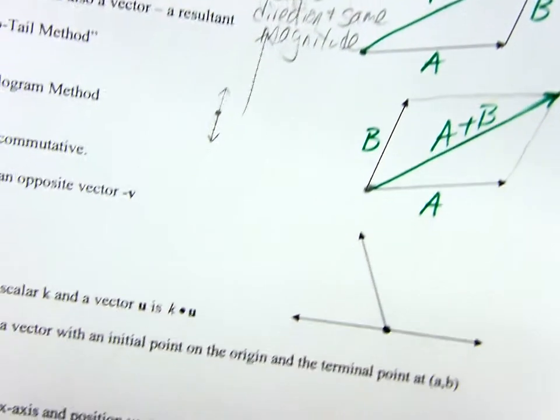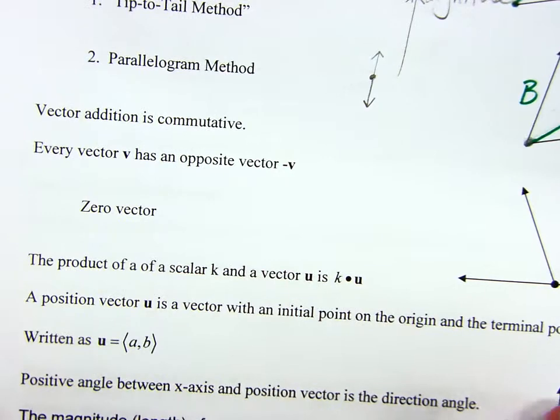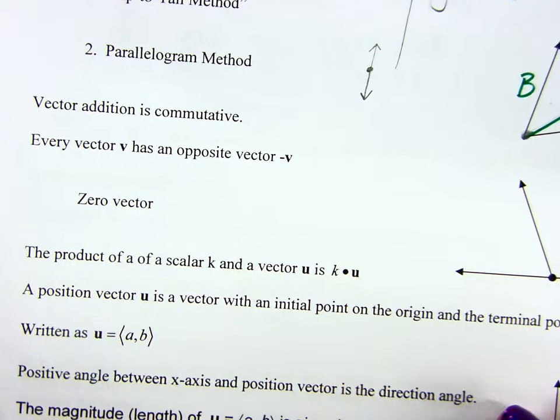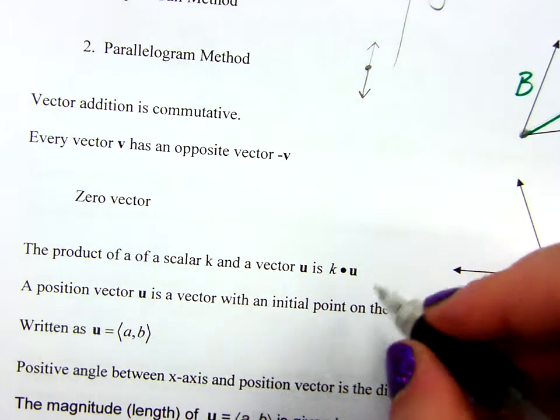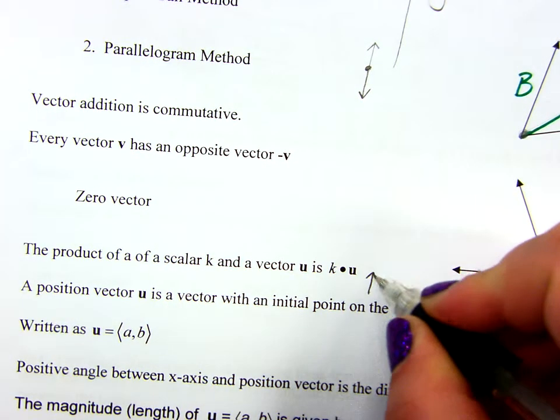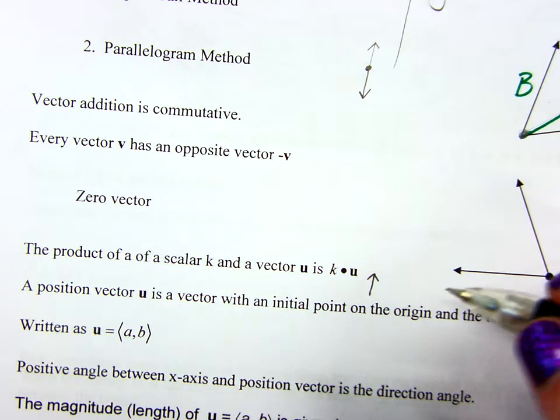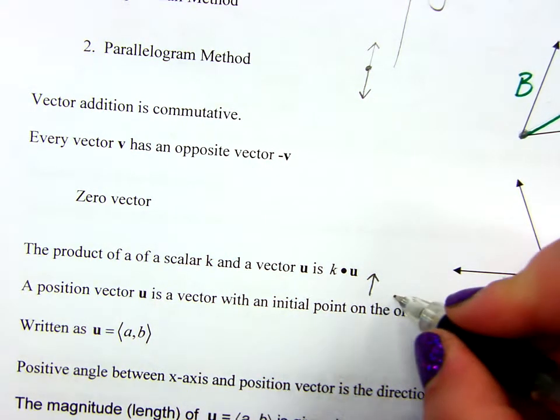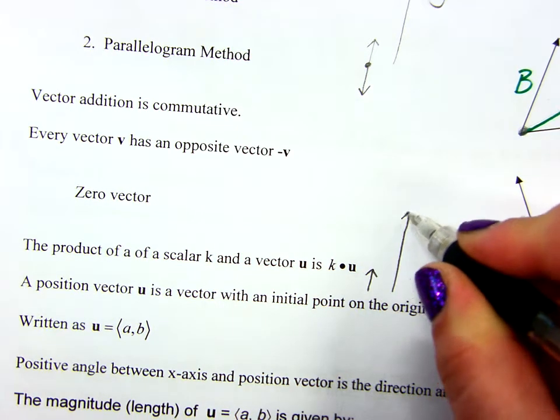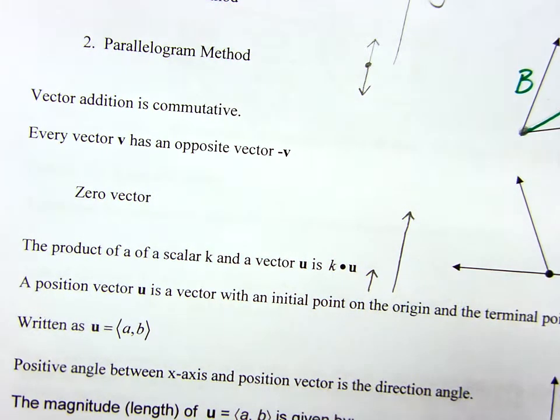All right. I actually already mentioned the product of a scalar k and a vector u is k times u. That's me telling you if that's 10 miles per hour and I wanted to show 50 miles per hour, it would be 5 times that length. That's all it is. So if I want to do 5 times a vector, no problem. I just do 5 times the whole thing.